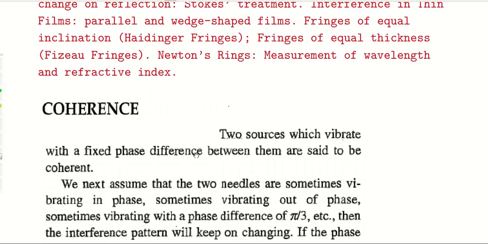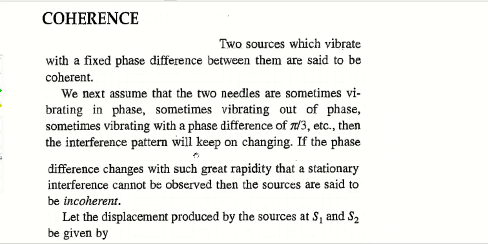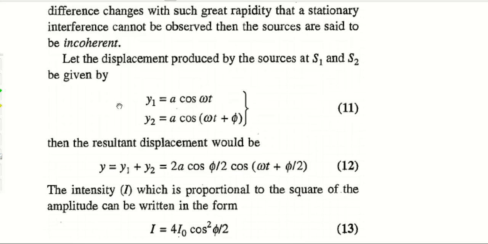So first, let us start with what is coherence, because it has a very important role in forming the interference. Coherence means that two sources which vibrate with a fixed phase difference are called coherent sources, which will be understood by the following example.